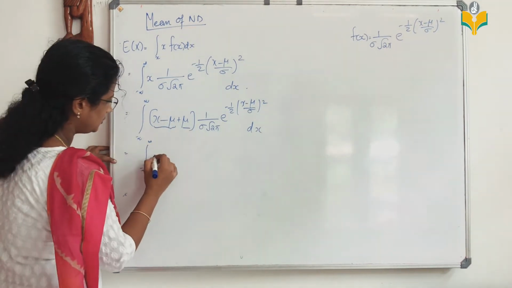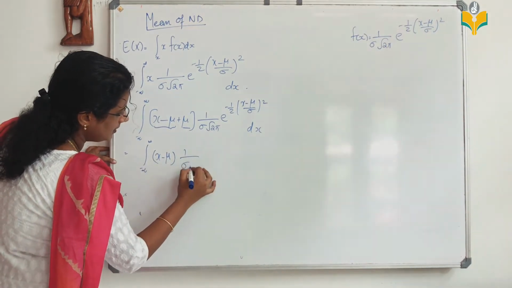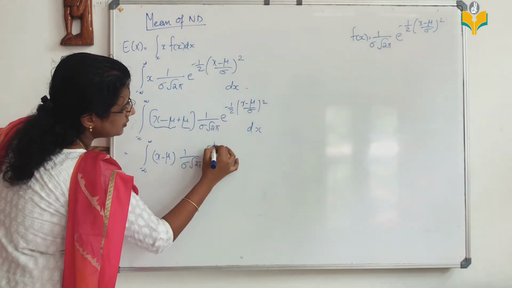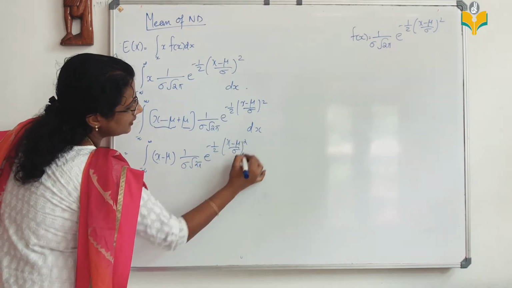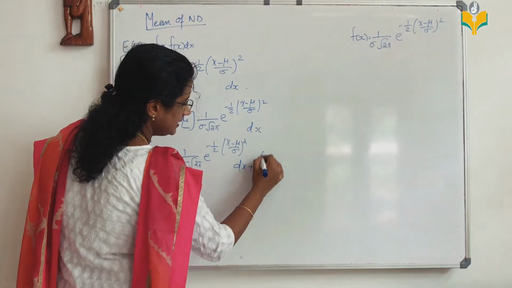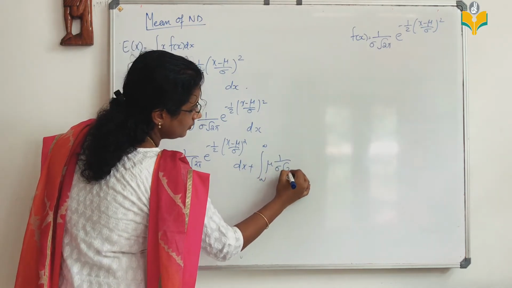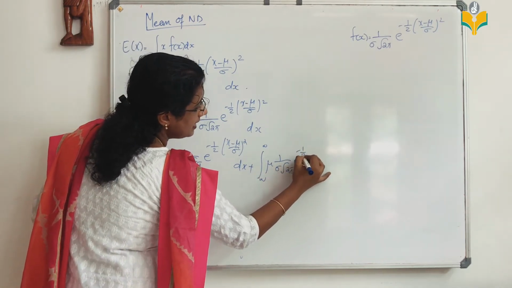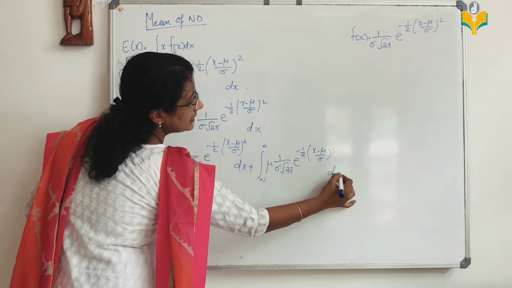I will split these two terms as integral of x minus mu into 1 by sigma root 2 pi e raised to minus half into (x minus mu by sigma) the whole square into dx, plus another one, integral from minus infinity to infinity of mu into 1 by sigma root 2 pi e raised to minus half into (x minus mu by sigma) the whole square into dx.